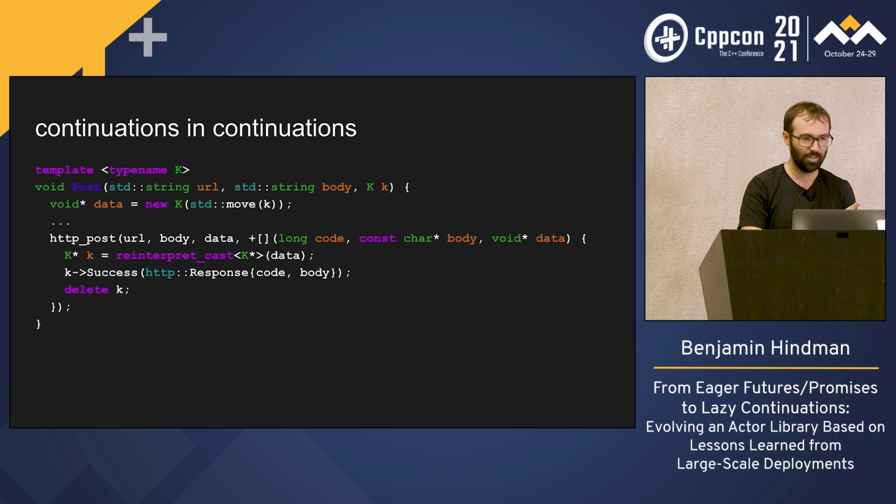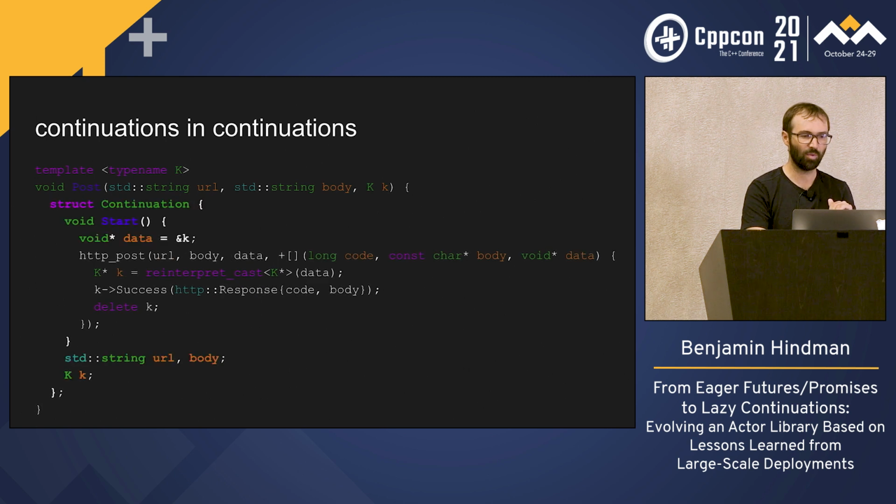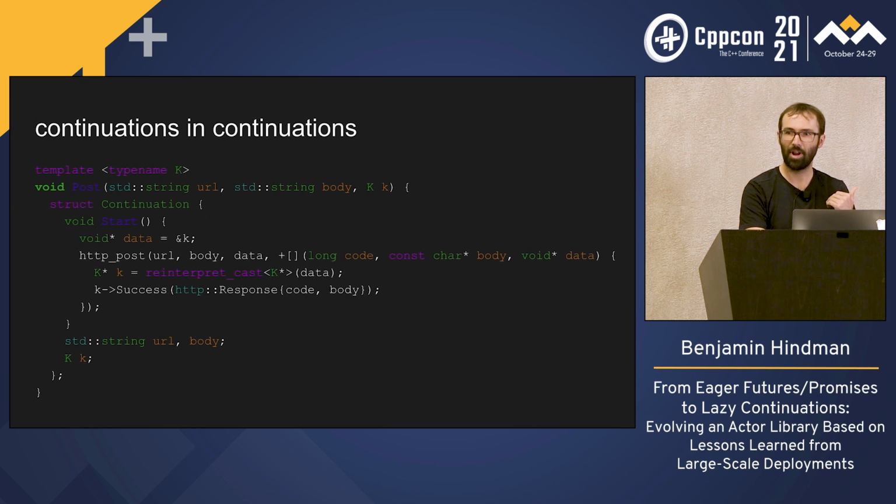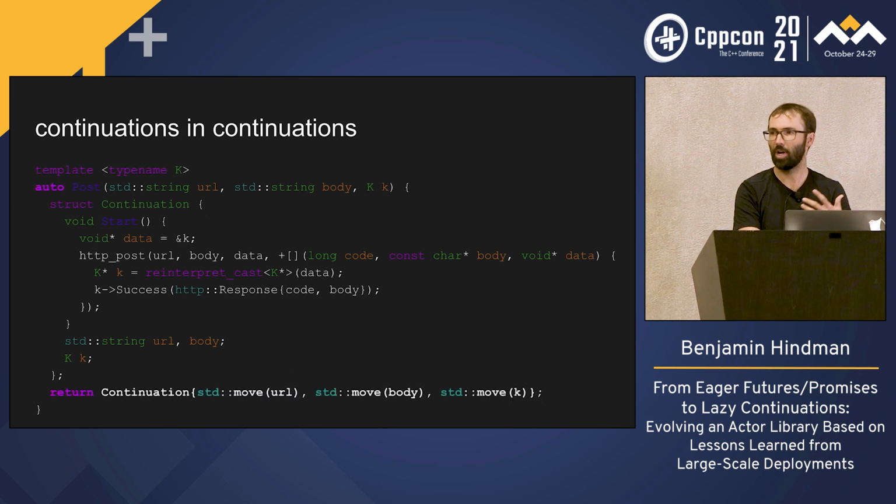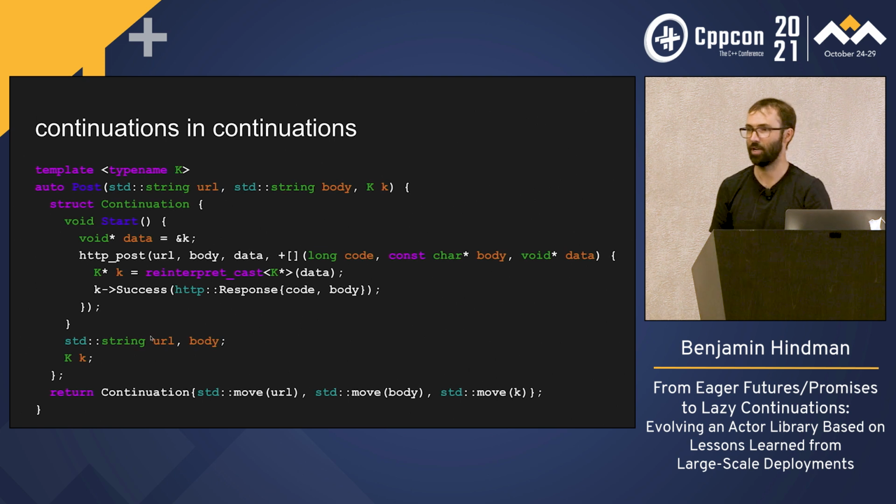So what would that look like? We'll take post, and rather than doing this dynamic memory allocation, we'll create this structure that we'll call our continuation. That's going to have a start function or a success function. And rather than having to allocate this k thing, we'll have passed k in. And rather than having this entire function return void, we'll have it return whatever type this whole struct continuation maps to. This entire post function will basically return a continuation that moves in the URL, the body, and the actual continuation that was originally passed into me. So I'll take a continuation and I'll return another continuation.